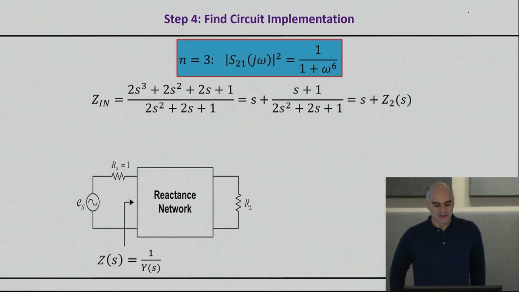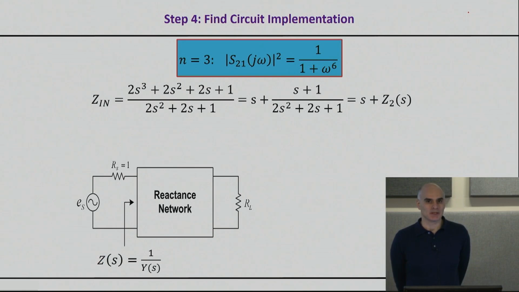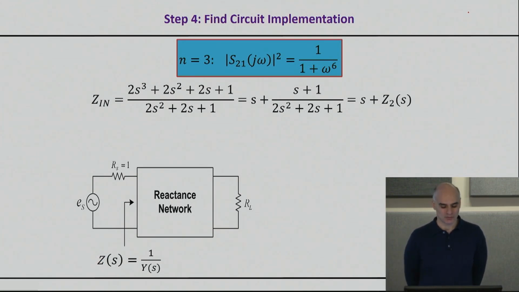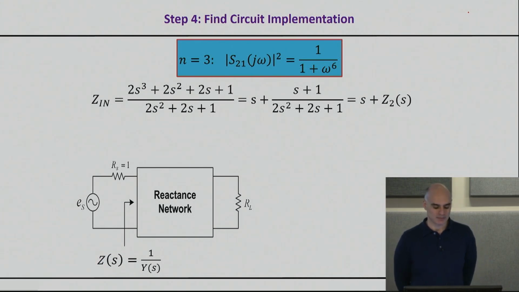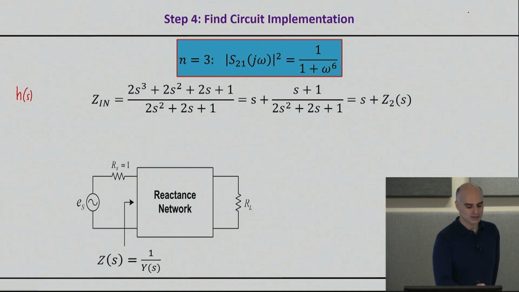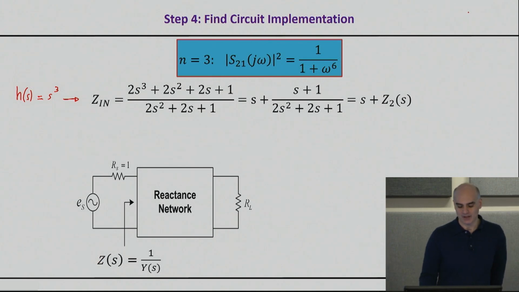Now let's go to the most interesting part. So now I have found my input impedance, and I will start with the input impedance for the implementation I showed you before, the Butterworth implementation, and that one basically was the H of s, the s cubed, that basically yielded that input impedance.